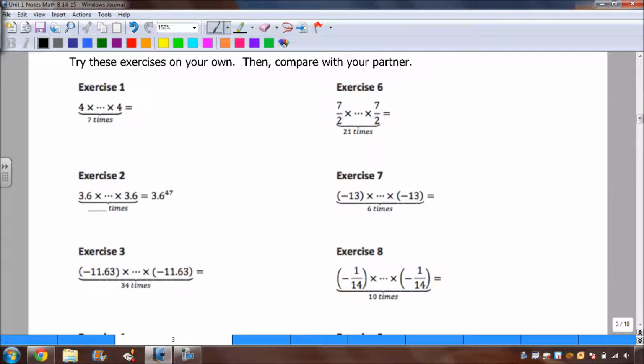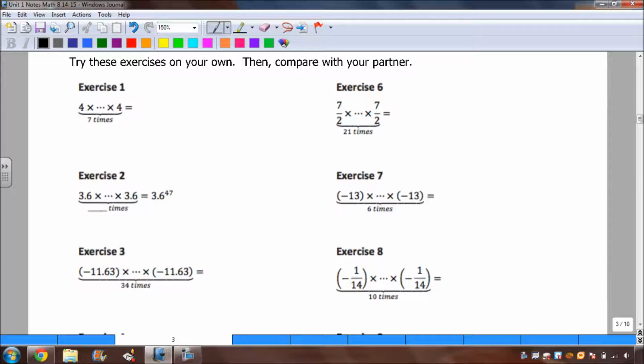The directions say to try these exercises on your own, then compare with your partner. Obviously, you're doing this at home, so you might not necessarily have a partner with you. So I will be your partner. I still want you to try the 10 exercises on your own, and then when you're done, see how you do compared to me. So press pause, try questions 1 through 10, and then come back to me to see how you did.